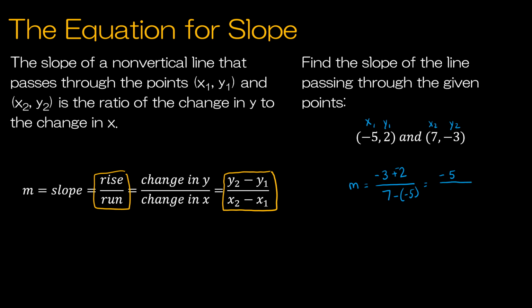For the denominator, 7 minus negative 5. Again, when you're subtracting, you can always flip, change, KFC, which always makes me want to eat chicken. And I have 7 plus 5, which is 12. So my final slope is negative 5/12.